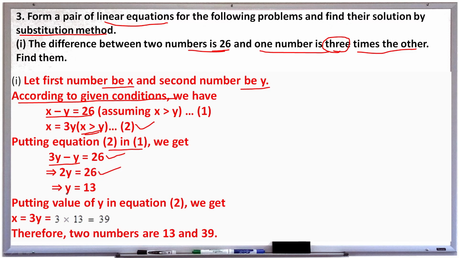So y is equal to 26 divided by 2. So you will get 13. The value of y in equation number 2 we are going to substitute. So x is equal to 3y, which is equal to 3 into the y value, you put 13. 3 13s are 39. Therefore the two numbers are 13 and 39.